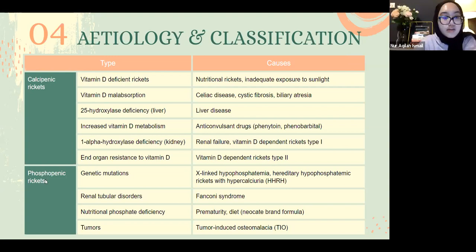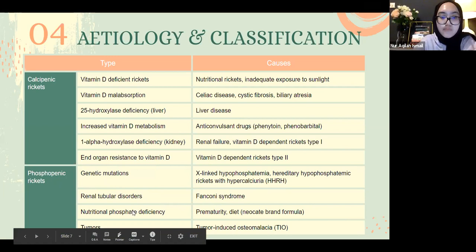And the other type of rickets is phosphopenic rickets, and rickets associated with hypophosphatemia is usually of genetic causes. So genetic mutation can happen in X-linked hypophosphatemia and HHRH, renal tubular disorders, and infant kidney syndrome. Nutritional phosphate deficiency can be caused by prematurity and diet, and tumors in tumor-induced osteomalacia.